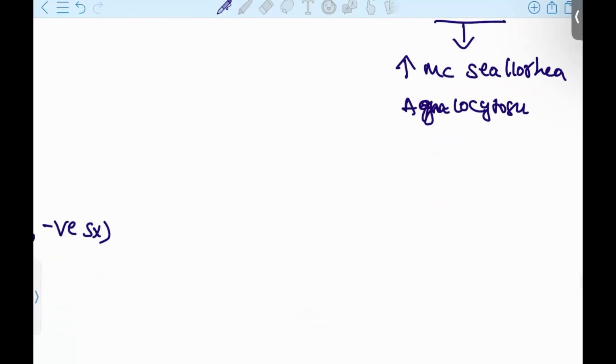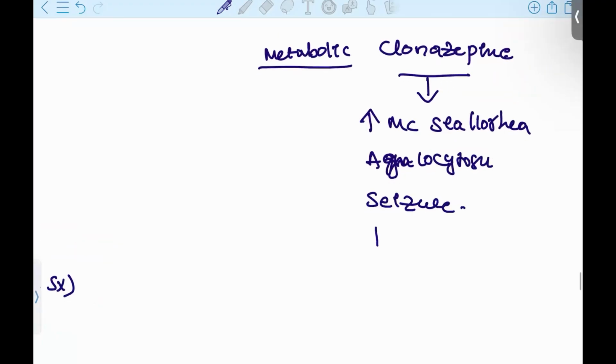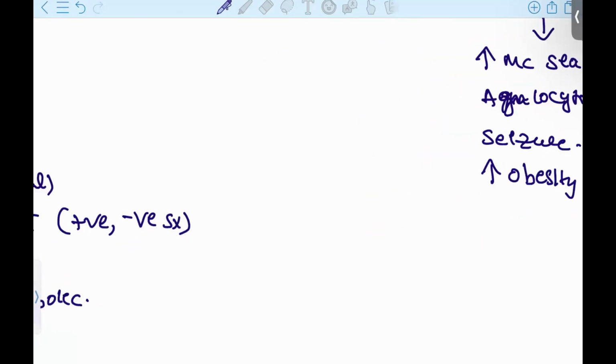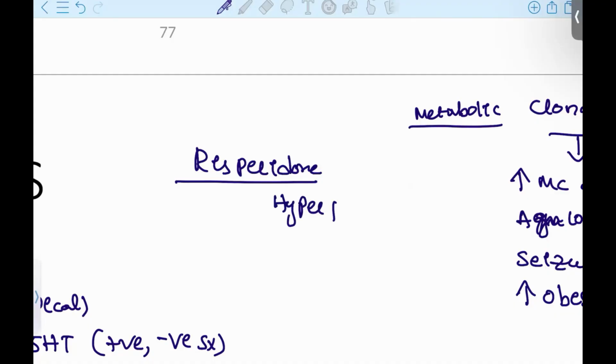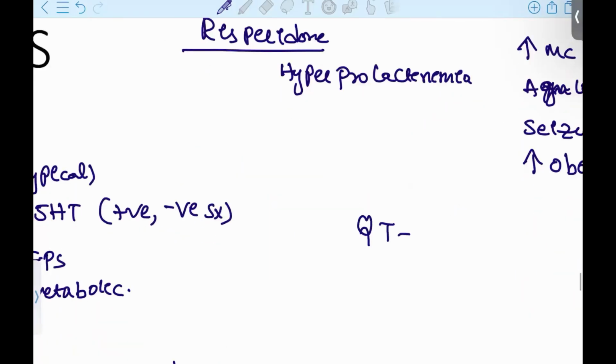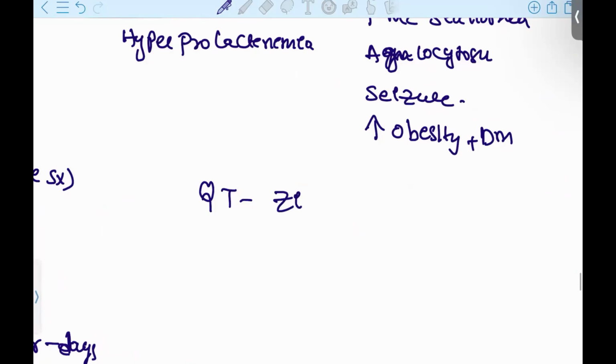Along with that, the patient will be having seizures. Okay, these are the common symptoms of clozapine, and along with that, the risk of obesity and diabetes mellitus is high for this patient. And some other drugs and their specific side effects: risperidone will be causing hyperprolactinemia. Okay, next, QT prolongation is due to ziprasidone.